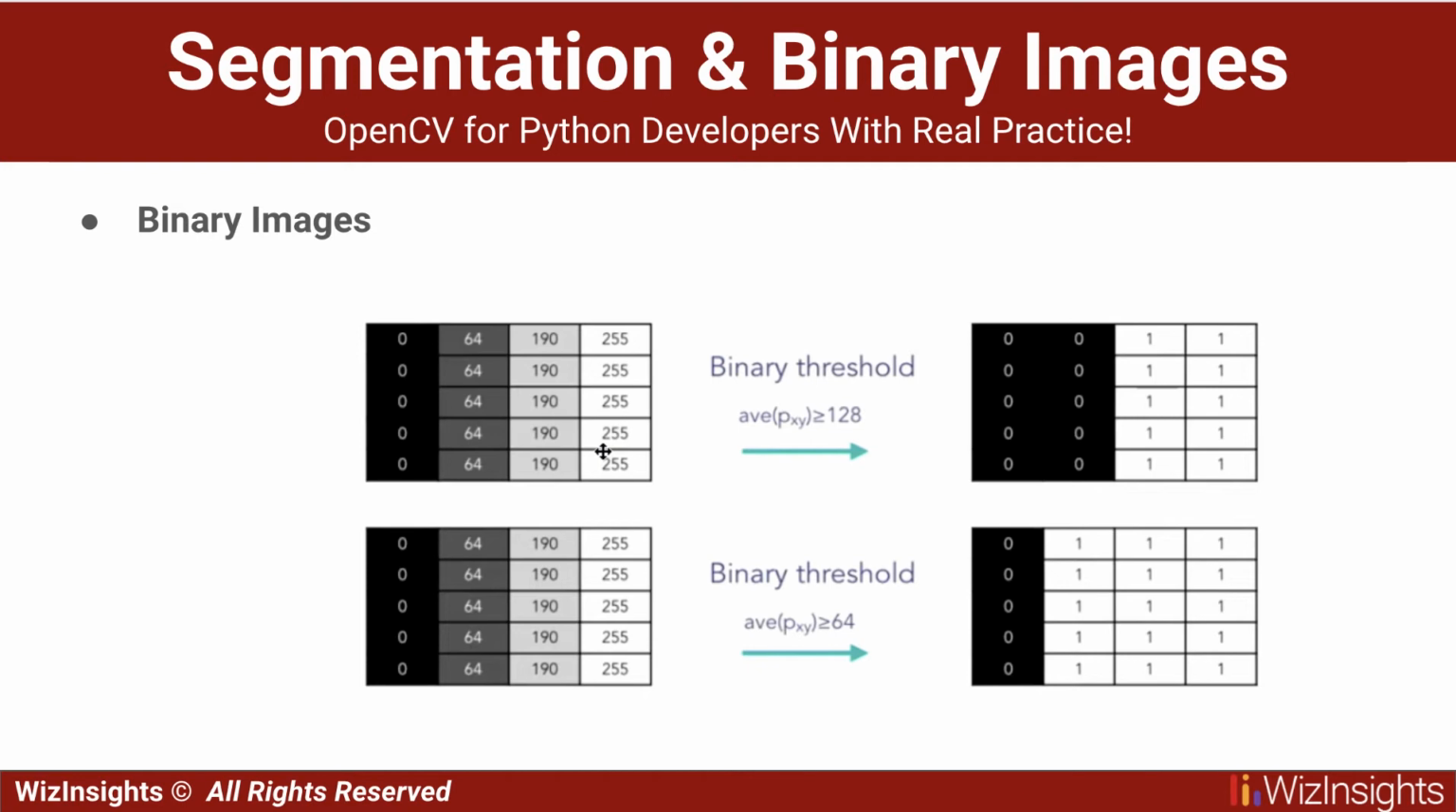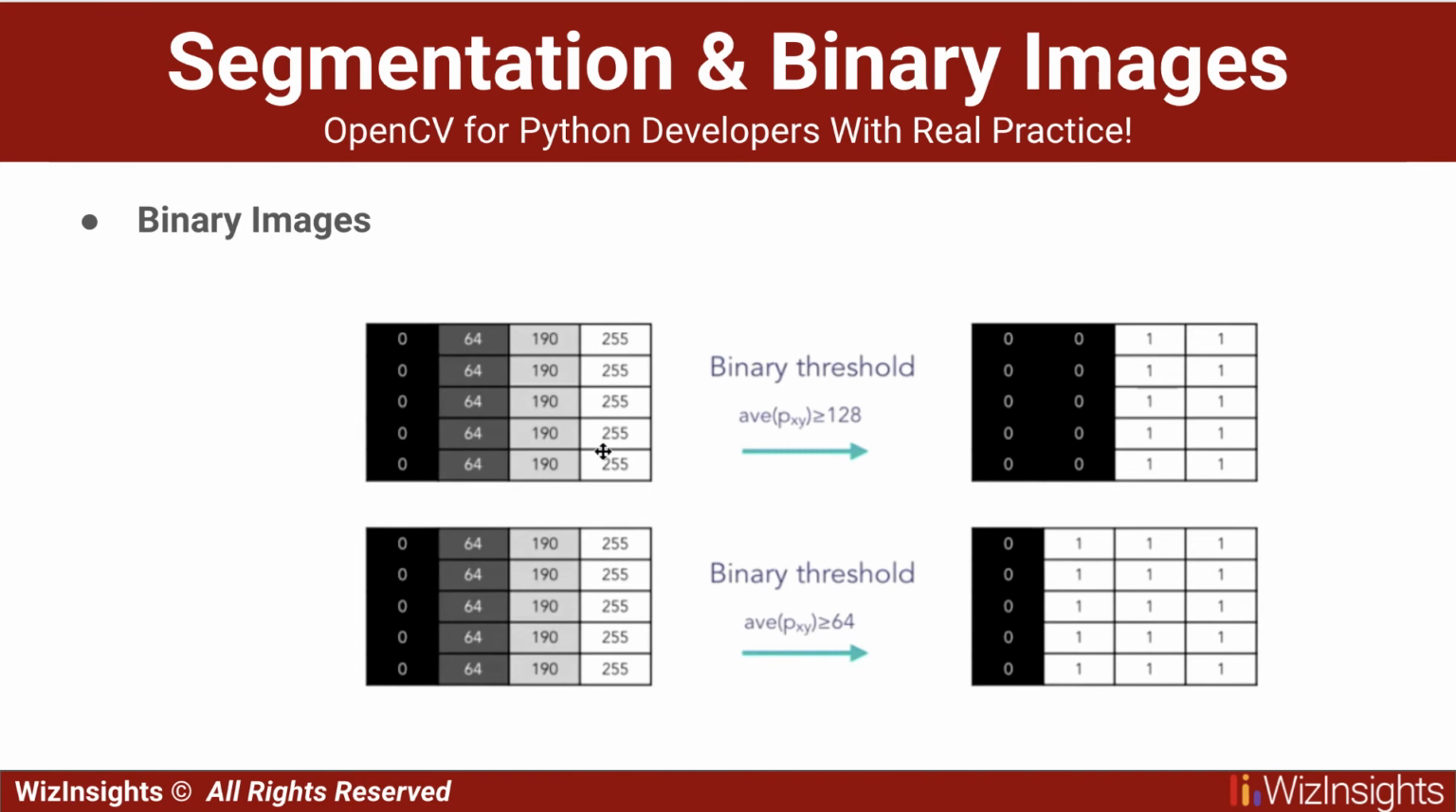of 0 or 1. In the top example on this side, we can see that the binary threshold applied looks at every pixel in the image on the left to see if the value is greater than or equal to 128. If it is, it's assigned the value of 1. Anything less than that is assigned the value 0.